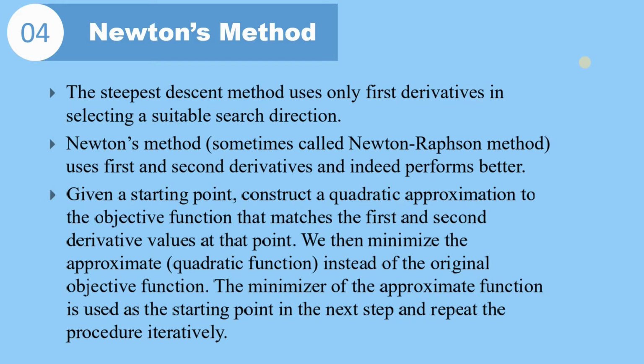So the Newton methods. The steepest descent method uses only first derivatives in selecting a suitable search direction. Newton's method, sometimes also known as the Newton-Raphson method, uses first and second derivatives and indeed performs better. Given a starting point, construct a quadratic approximation to the objective function that matches the first and second derivative values at that point. We then minimize the approximate, that is the quadratic function, instead of the original objective function. The minimizer of the approximate function is used as the starting point in the next step, and we repeat the procedure iteratively.